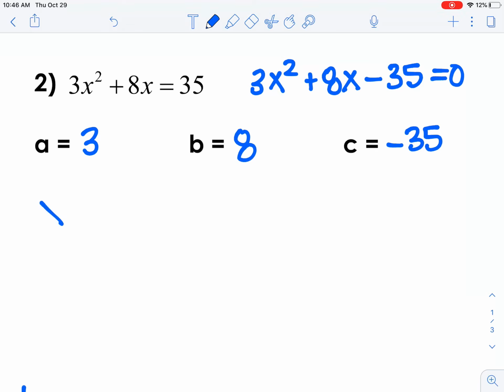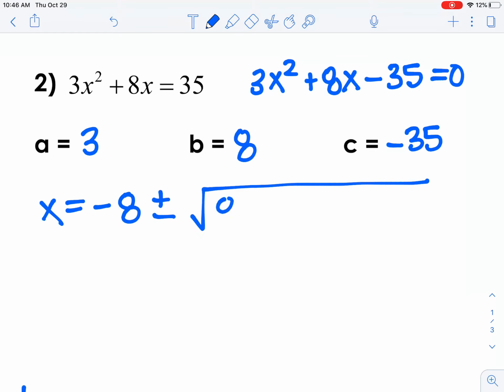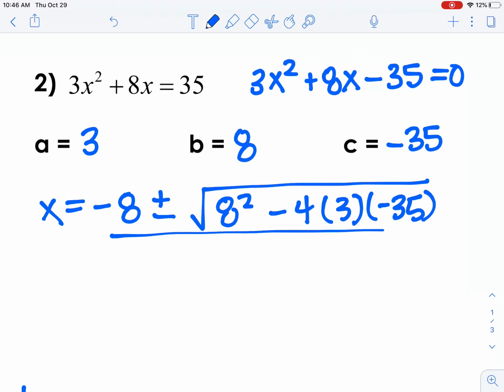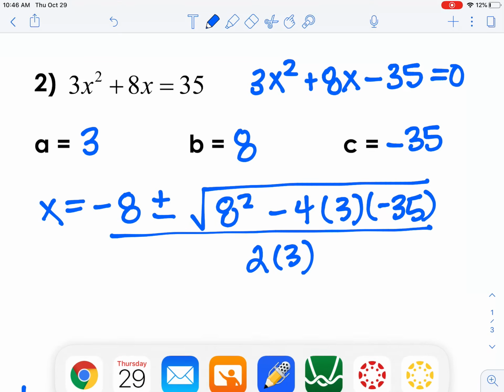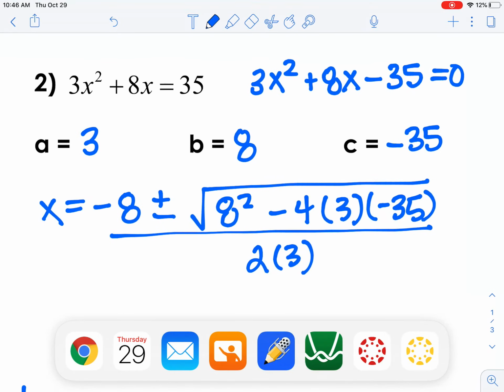So then the formula says x equals negative b plus or minus the square root of b squared minus 4ac, and you take the negative with it, all over 2a, and a is 3. Okay, so now I go to Desmos. 8 squared minus 4 times 3 times negative 35.